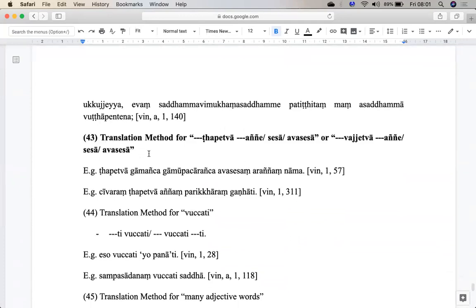And that one is tabbidha aññe, or tabbidha sesā, or tabbidha avasesā. And also the other synonyms of tabbidha: vuttavidha aññe, vuttavidha sesā, vuttavidha avasesā. Here aññe, sesā, avasesā are mostly synonymous words. Those are also how to understand, we will learn.